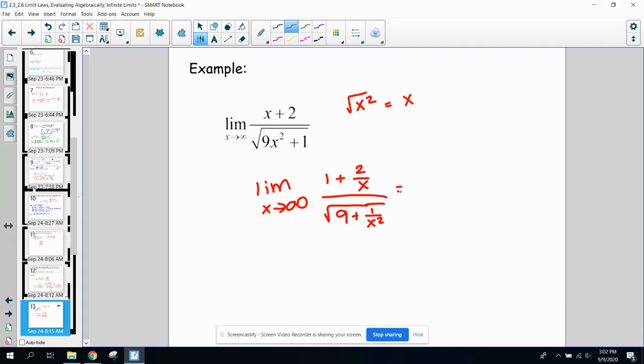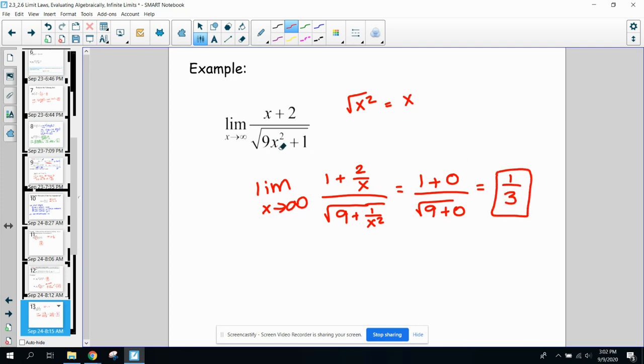Okay, so then if I use direct substitution and I plug in infinity, I have a 1 here. 2 over infinity, well, that's going to be 0 because it's going to get closer and closer to 0. And then on the bottom here, I have 9 plus, plug in infinity, 1 over infinity gives me 0. So I have 1 over the square root of 9, which is just 1/3.